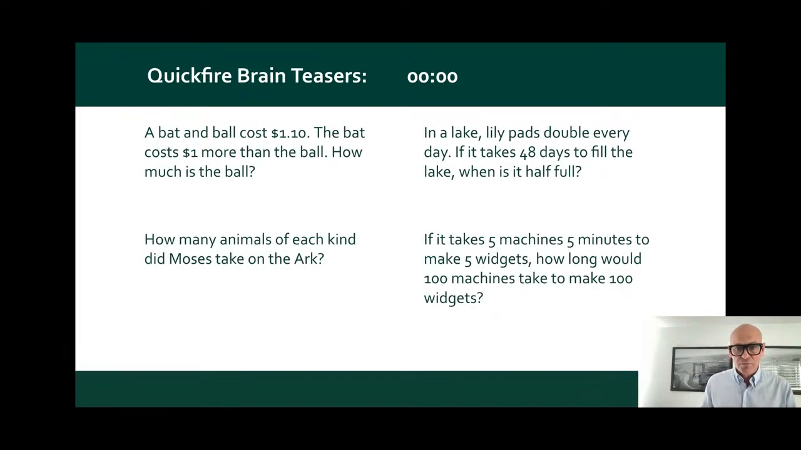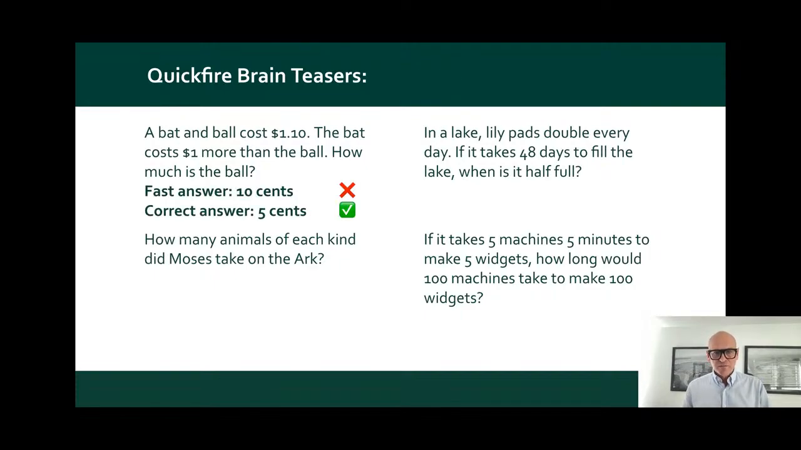The answer to those brain teasers: bat and the ball costs $1.10. The bat costs $1 more than the ball. How much is the ball? The fast answer, the tempting answer, is that the ball's 10 cents, because together they make $1.10. But actually the correct answer is 5 cents. And I'm sure many of you have seen that one before.